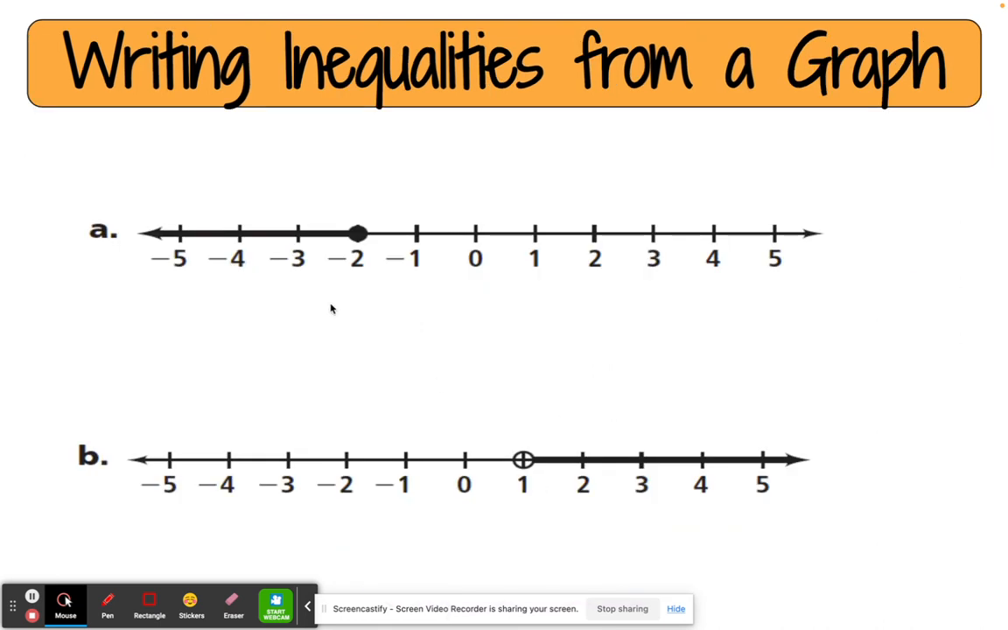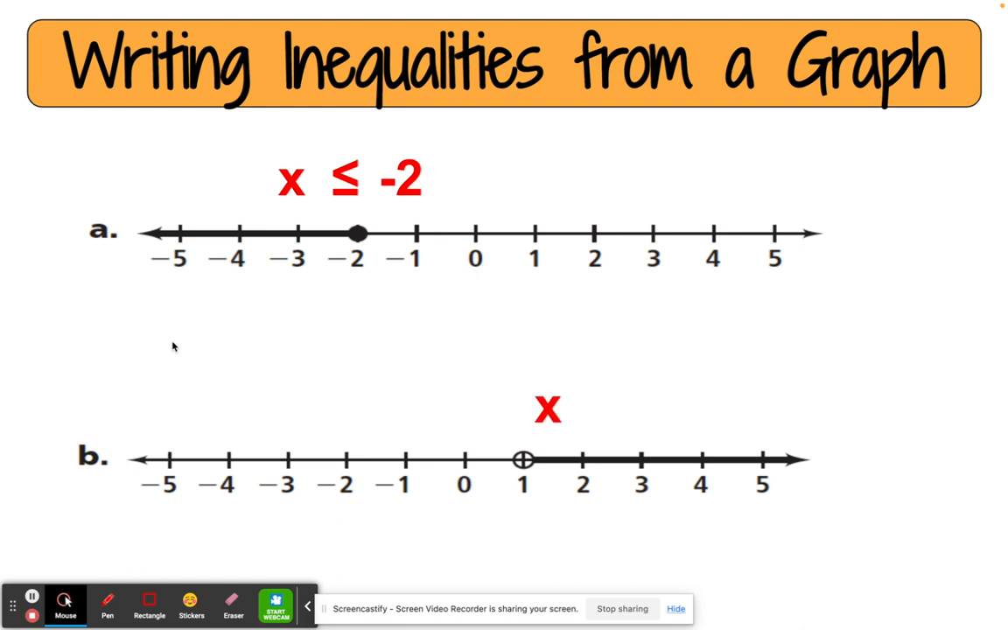Now let's go the other way. We're going to look at a graph and see if we can write an inequality. Notice our circle is closed at the -2, and our arrow is pointing to the left. So we're going to say x, because we always want to write our variable first, is less than or equal to, because going to the left, but it is a closed circle, -2. So all real numbers less than or equal to -2.